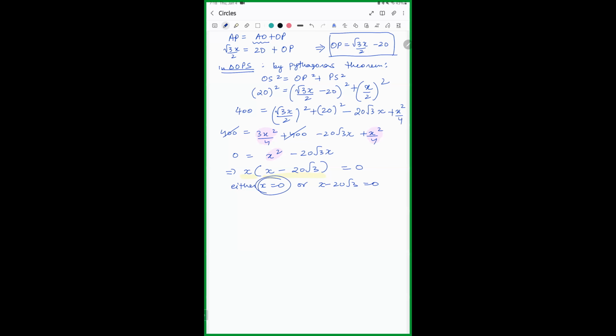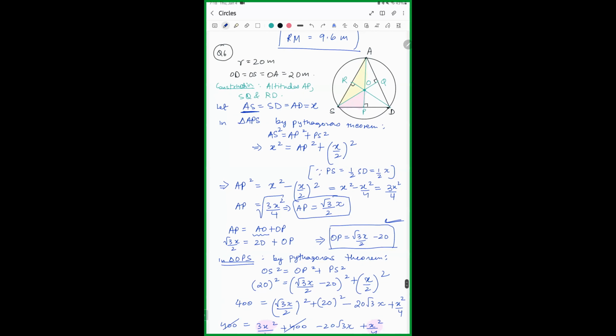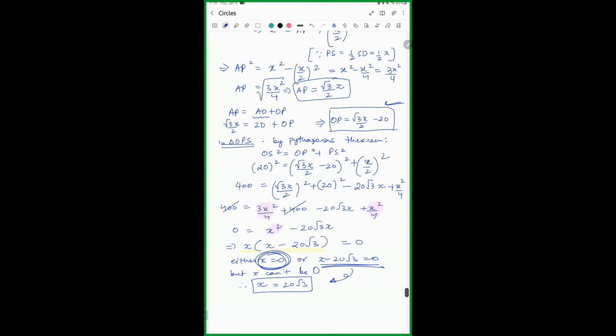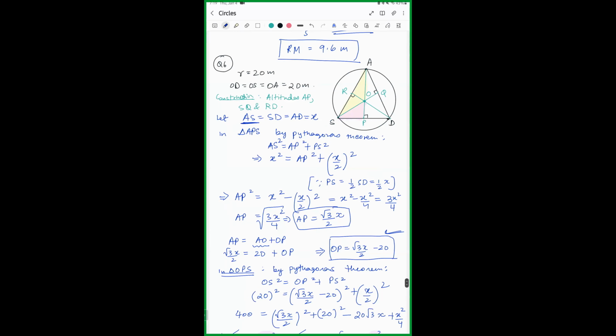But x can't be 0, right? Because x being 0 means that the distance between them, because x is this thing, right? The distance between each of the two kids. So that can't be 0, obviously. So we'll write it like this, but x can't be 0. Therefore, x minus 20 root 3 is 0. Or in other words, x is equal to 20 root 3. Okay, so x is equal to 20 root 3. We have found it out. X is equal to 20 root 3. And is that what we wanted to find? Yes, we wanted to find this thing.